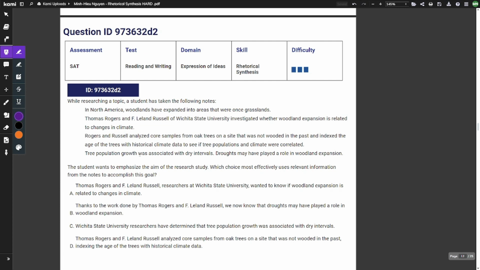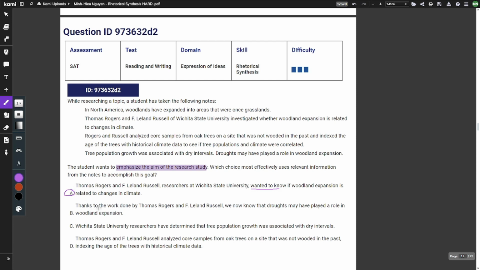Question number 12. Let's find the task, which is to emphasize the aim of the research study. Another one of these aims of the research studies. So let's move on to our answer choices. A. Thomas Rogers and F. Leland Russell, researchers at Wichita State University, wanted to know. Boom, we're done. They wanted to know something, so that's why they did the research study. So A is our answer.